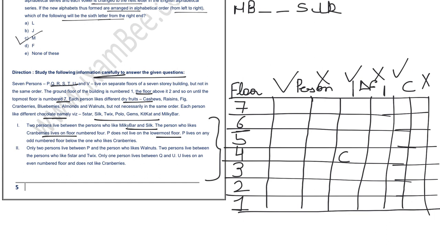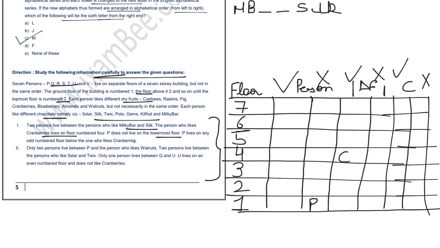So you know that P does not live on the lowermost floor. So you can write P over here because I have drawn this particular column for the person who does not live at any particular floor, right? Now it is given that P lives on any odd number floor below the one who likes cranberries, right?